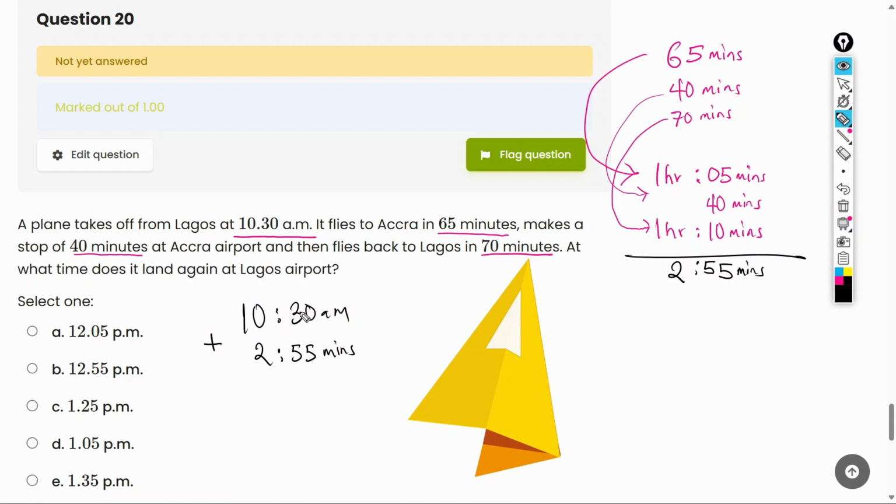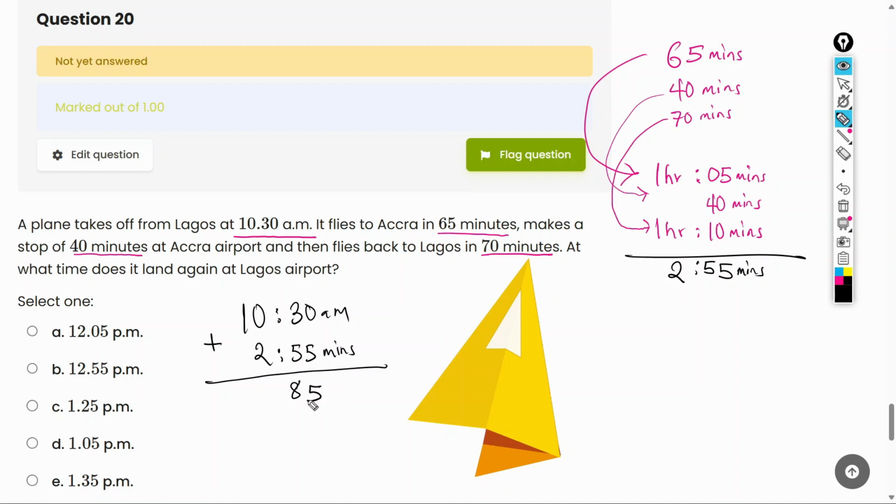10:30 a.m. is the same thing as 10:30 hours. So we can add without converting. 0 plus 5 is 5. 3 plus 5 is 8, 85. But of course, we can't write 85 here. The maximum we can write here is 60.